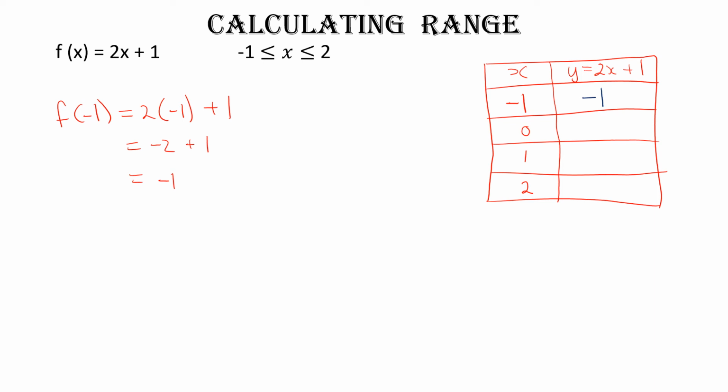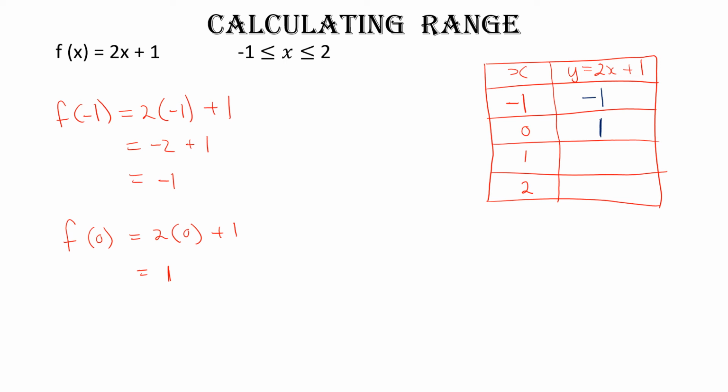And that's how we basically find the values of y, and we can do that for the rest. So now we want to find f of 0, or in other words, we want to find y when x is equal to 0. So that is 2 into 0 plus 1. 2 multiplied by 0 is 0, and that leaves 0 plus 1, so that is 1. So when x is 0, y is 1.